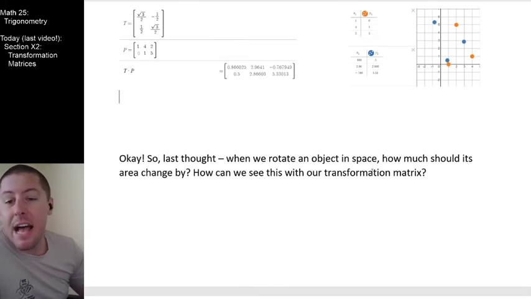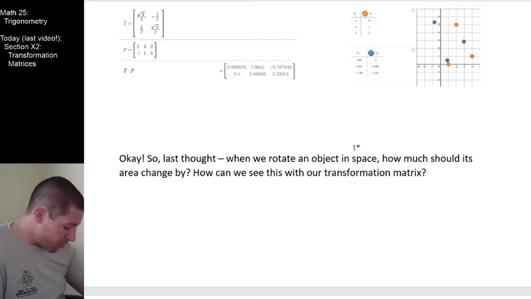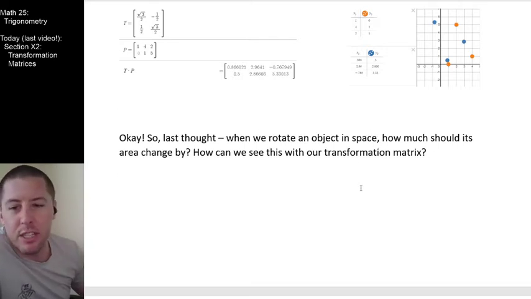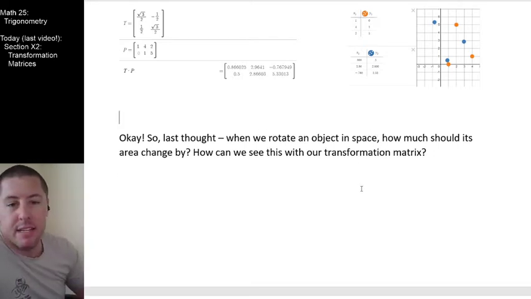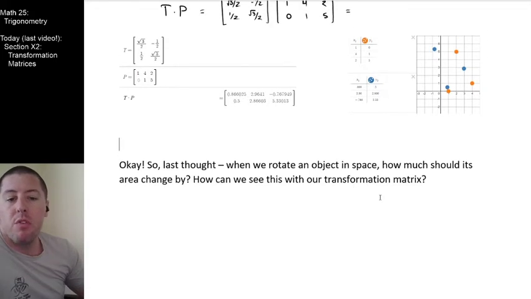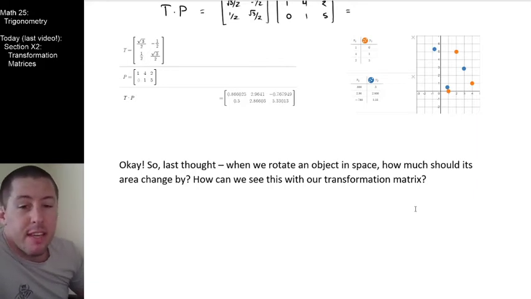So my last thought that I want to go with here is there's one other tiny thing that we should see, a really nice way to wrap up the ideas we've seen here. When we rotate an object in space, my question to you is, how much should its area change by? How can we see this with our matrix transformation?